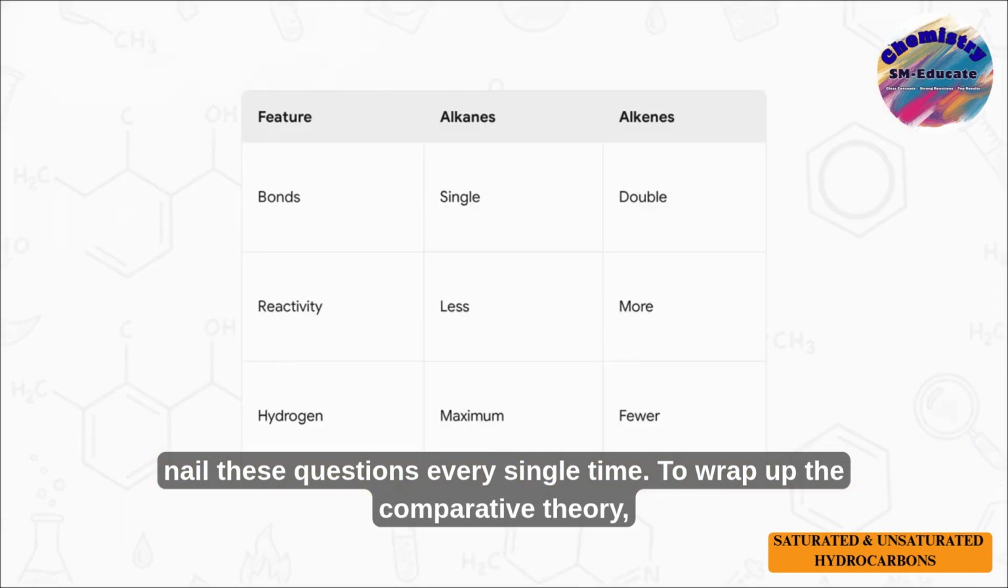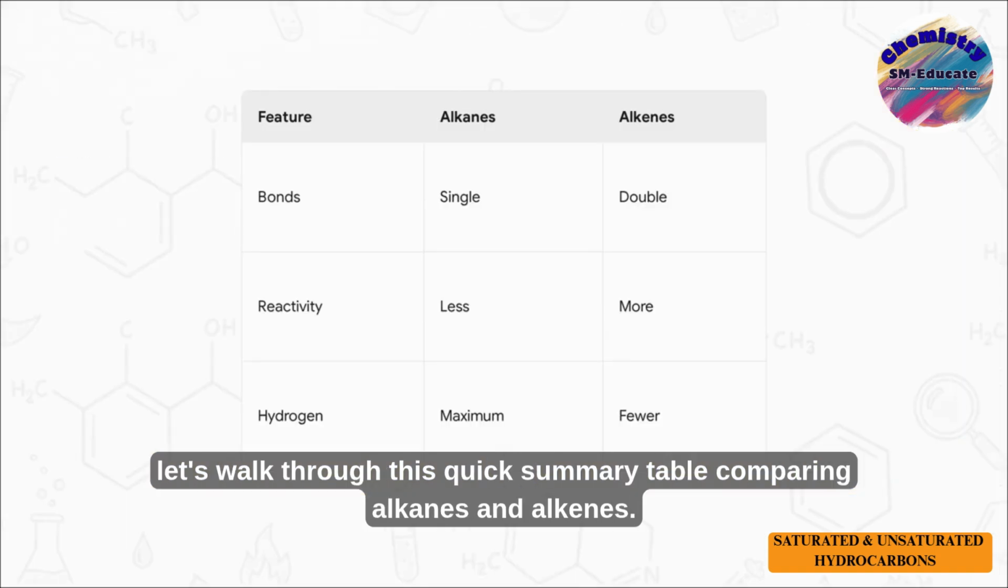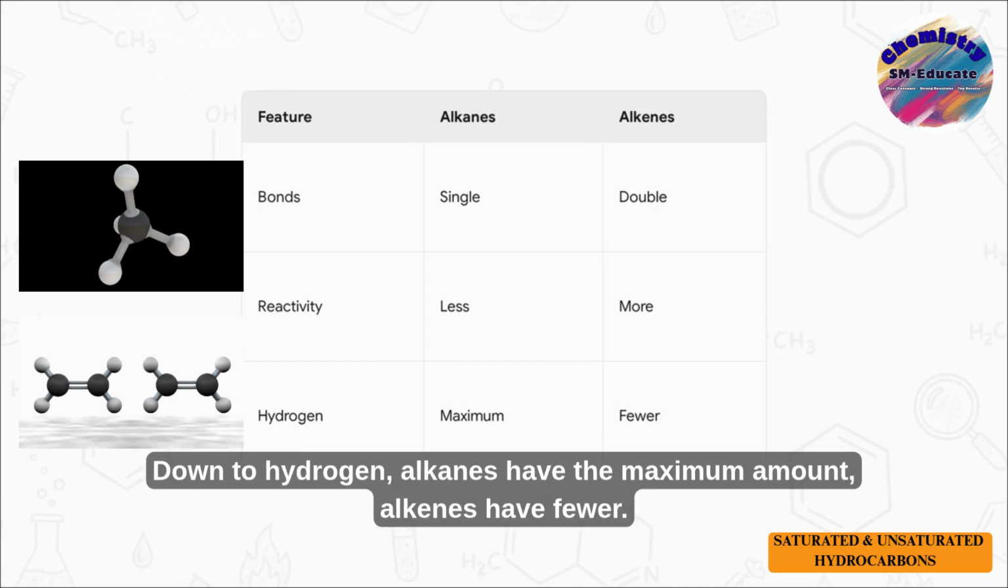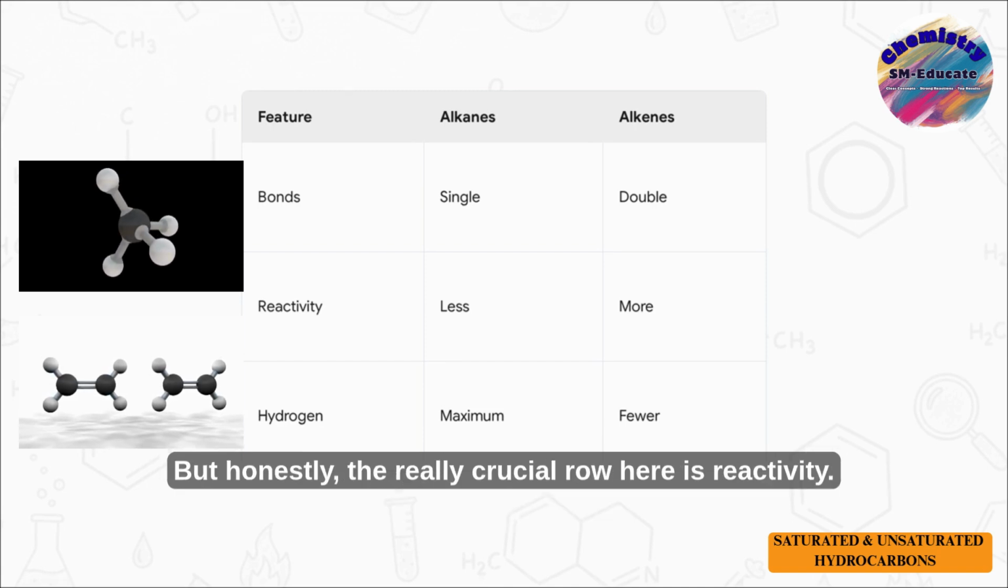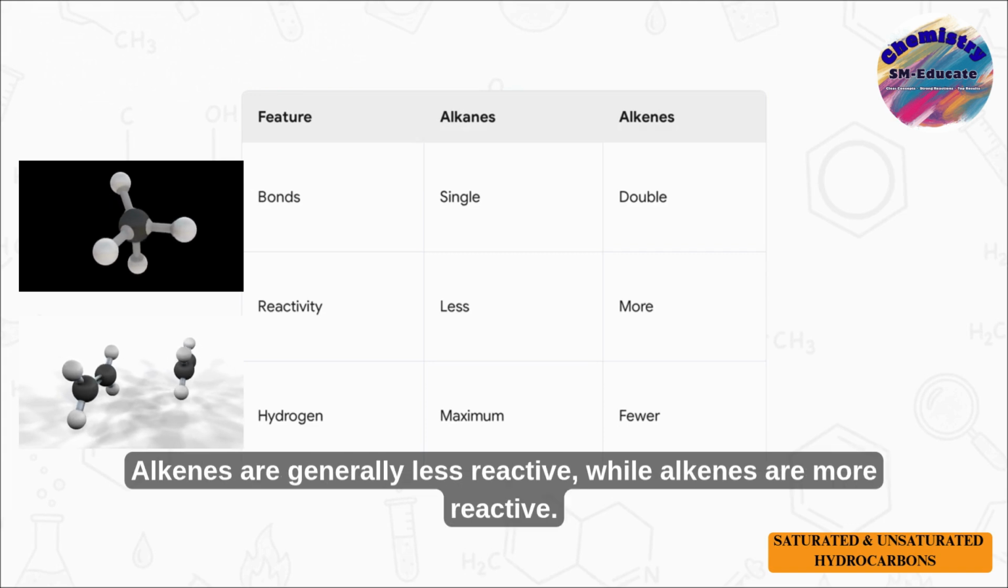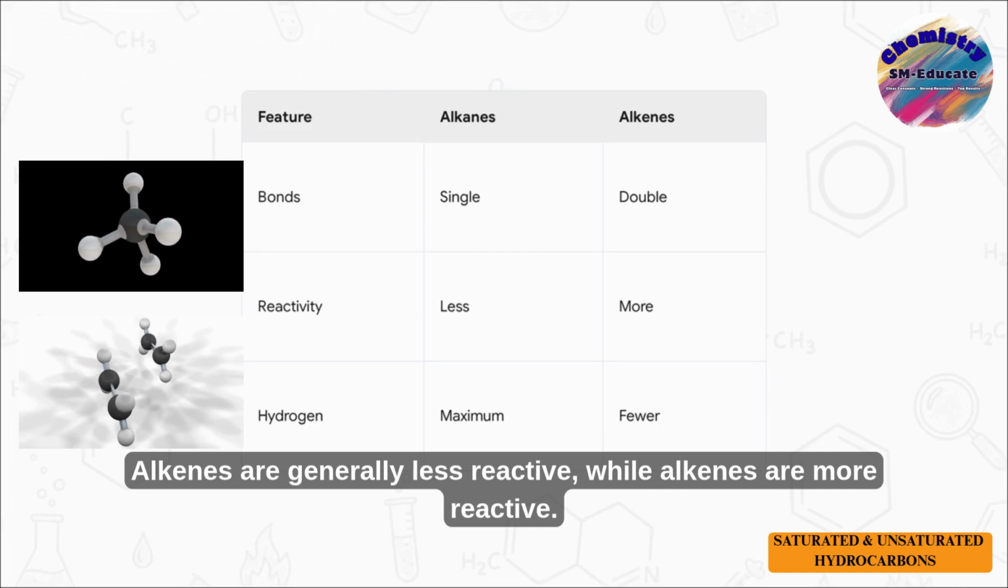To wrap up the comparative theory, let's walk through this quick summary table comparing alkanes and alkenes. Looking at the bonds row, alkanes have single bonds, alkenes have double bonds. Down to hydrogen, alkanes have the maximum amount, alkenes have fewer. But honestly, the really crucial row here is reactivity. Alkanes are generally less reactive while alkenes are more reactive.